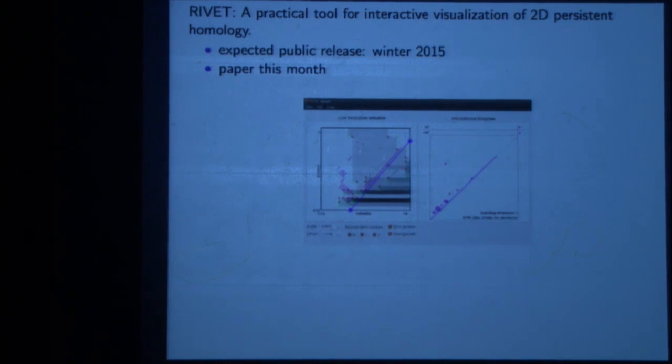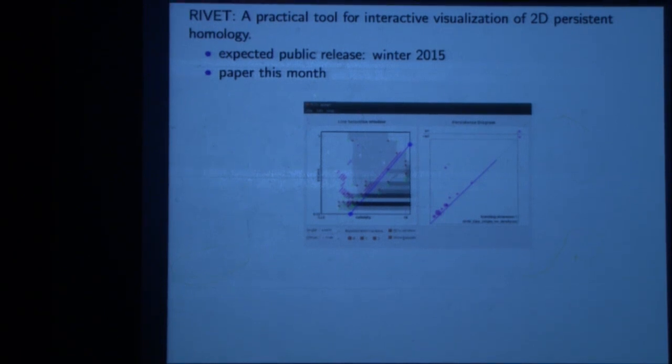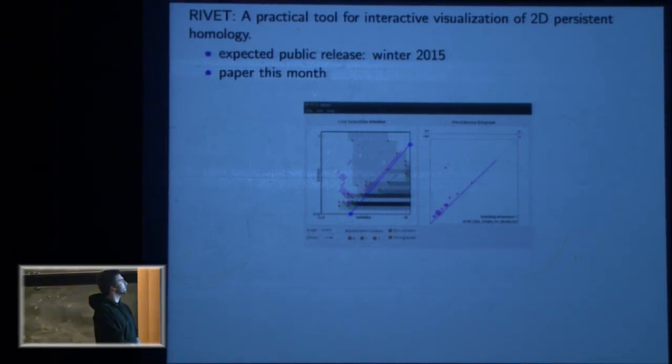So in this work, we're introducing a practical tool for the interactive visualization of two-dimensional persistent homology. And Matthew and I have been working on this tool for about 2 years, and it's not yet publicly available, but in some sense, it's essentially done. And we're getting it ready in terms of polish and deployment stuff. And so there'll be a paper on this appearing, I think, in the next couple of weeks.